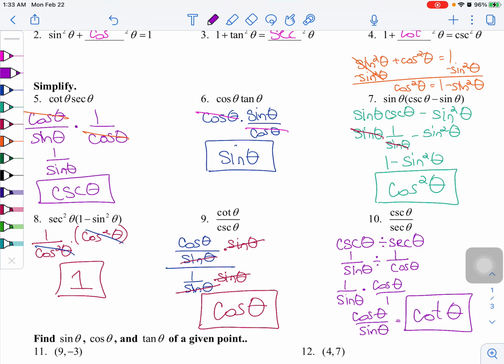So we're going to do a lot of practice with simplification. I hope this makes some sense. And if you do have any questions or concerns, let me know. The rest of this sheet is all review.